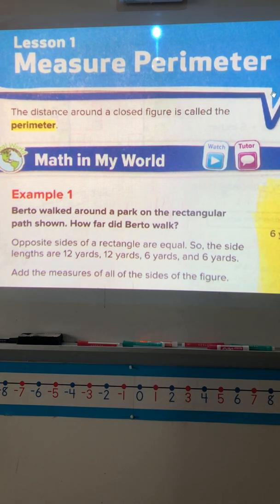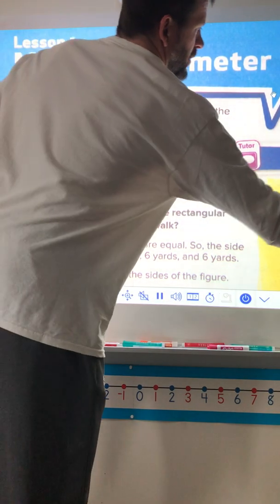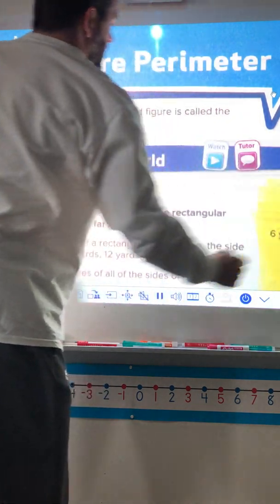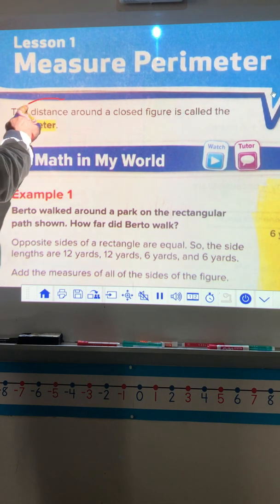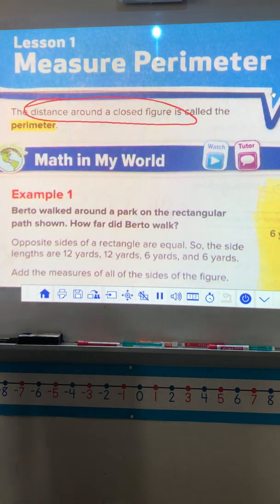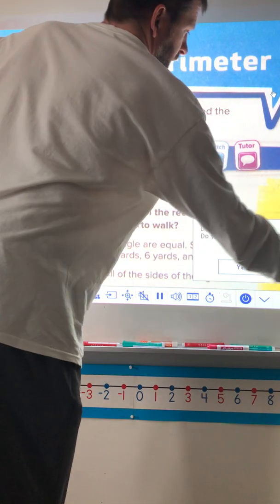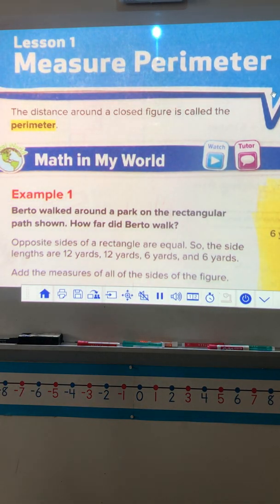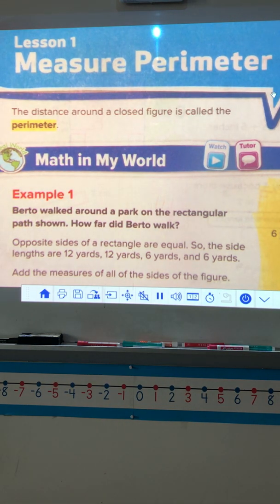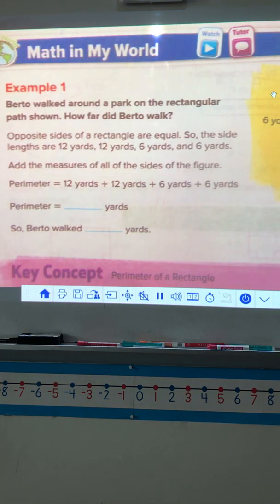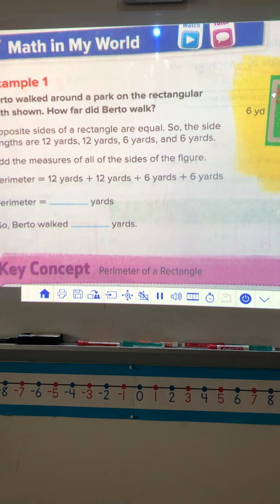The first thing I want to start with is let's talk about perimeter. And what you need to know about perimeter is the perimeter is the distance around a shape. Perimeter is the distance around a shape, okay? Let's look a little bit at this page here. And I hope you can see this.